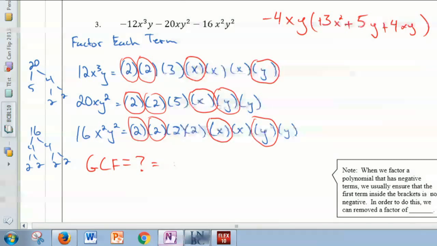So when I write down my greatest common factor, they all have a 2, they all have two 2's, they all have an x, and they all have a y. 2 times 2 times x times y. So what is 2 times 2 times x times y? Well, 2 times 2 is 4. And then x and y I can't combine any further. So my greatest common factor is going to be 4xy.